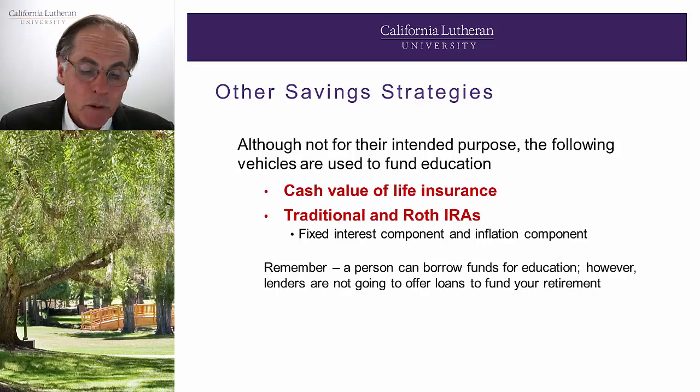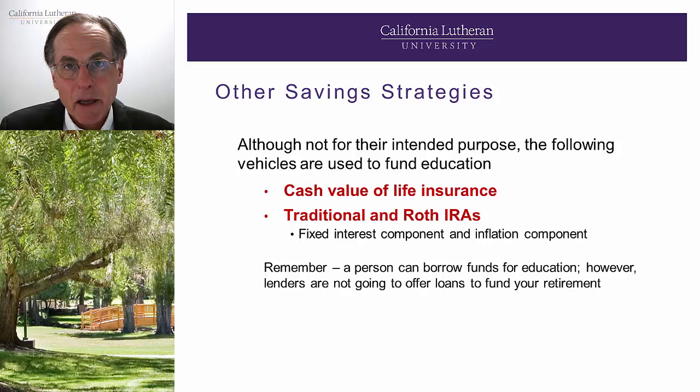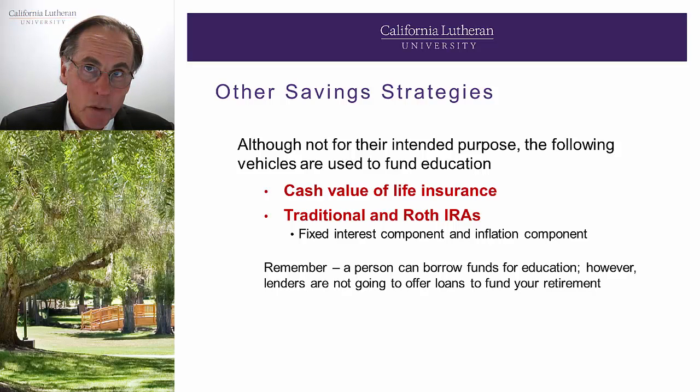As you'll learn in your risk management and insurance class, the cash value of permanent life insurance can be borrowed and later repaid. While access to the funds offers flexibility, it's important to plan for that repayment. Otherwise, there are meaningful tax consequences, including a penalty for early withdrawal. Traditional and Roth IRAs offer 2 other possibilities. Before tapping these resources, it's important to reflect on 2 issues.